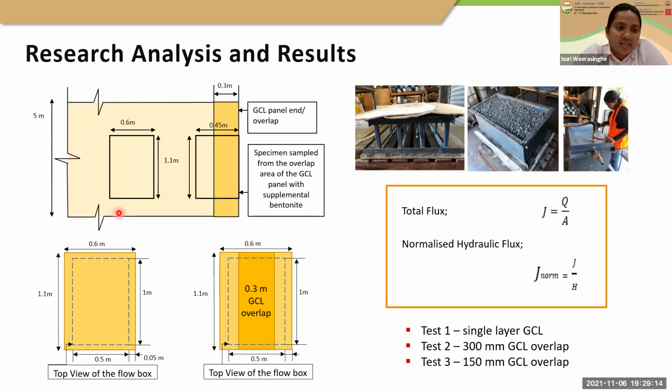So if we were to experiment on a single layer GCL, we would sample them from the middle of the panel, and if we were to experiment on the overlaps, we usually sample the specimen in such a way that the overlaps comprise the additional supplemental bentonite. So in these most commonly used flow box apparatuses, we usually measure the liquid flow passing through the overlap using the normalized hydraulic flux. And we conducted 3 tests in this specific research study: a single layer GCL test, a 300 millimeter overlap, and a 150 millimeter overlap.